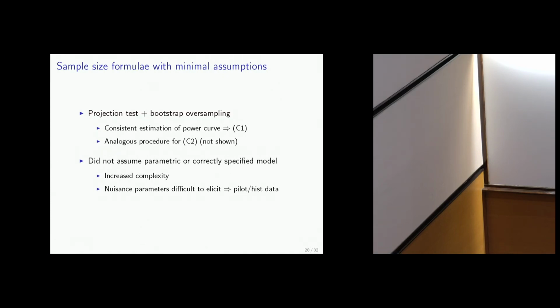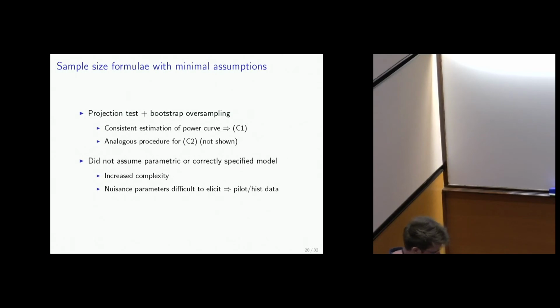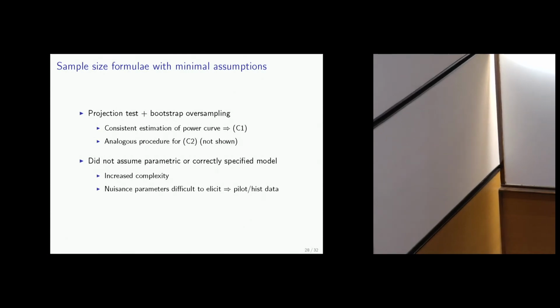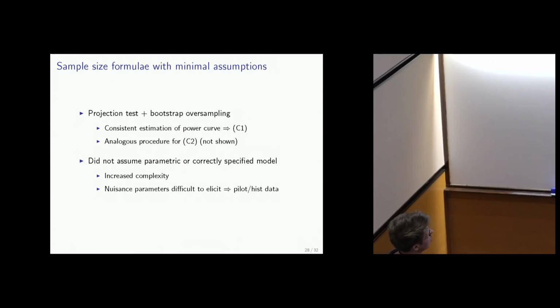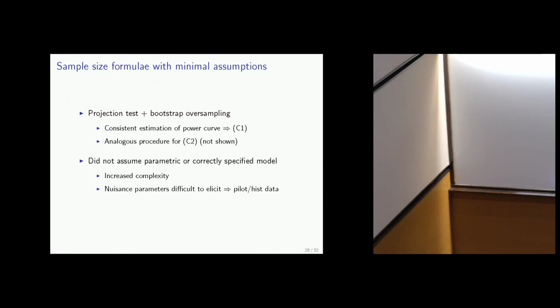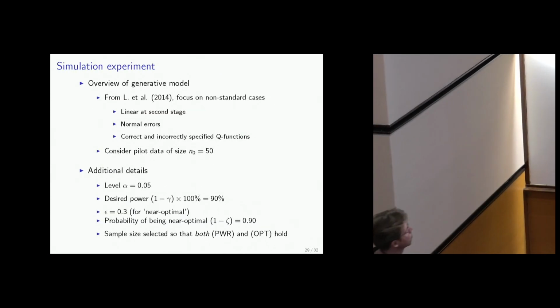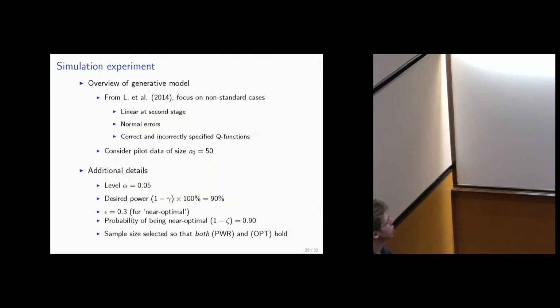And C2 is supposed to be the probability of being within epsilon of optimal. So we do an analogous procedure for ensuring that our sample size is big enough that the value of the estimated optimal regime is close to that of the true optimal regime, by which I mean pi q opt, not the globally optimal regime. And we didn't assume much of anything about the generative model or that our Q functions were correctly specified. But it is harder to compute this, and the theory is difficult, and we do have to have access to some pilot data. But those are the two sample size calculation procedures.